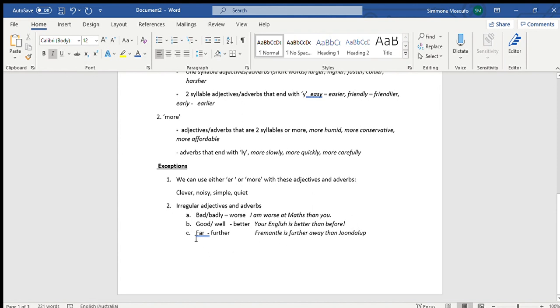And then our last one is far. Okay, I can't say farer. I have to say further. So I'd have to say Fremantle is further away than Joondalup. I can't say farer. Alright guys, so I hope that clears it up.